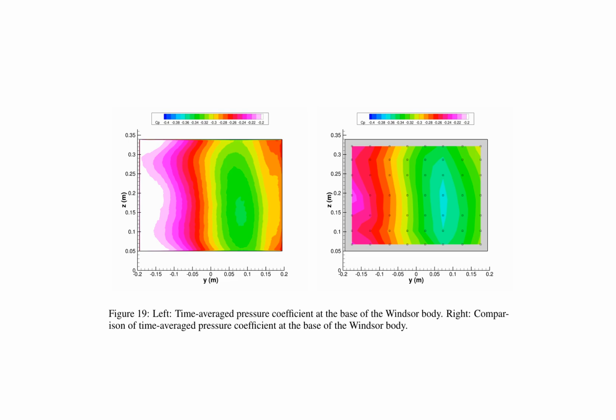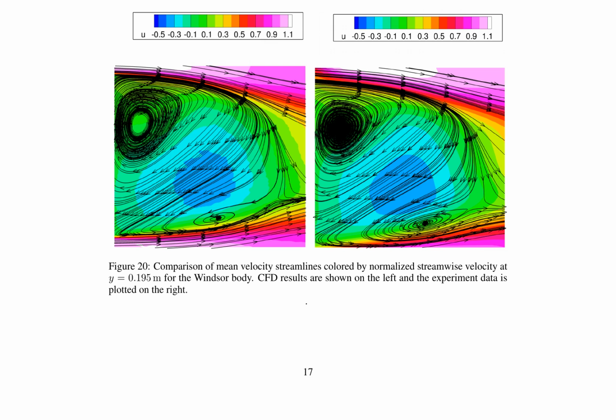Figure 20 provides a visual representation of mean velocity streamlines, colored by normalized streamwise velocity at y equals 0.195 meters for the Windsor body. The CFD results are displayed on the left, and the experimental data is plotted on the right, enabling a qualitative assessment of the flow patterns and velocity distributions obtained through CFD simulations and experimental measurements. Collectively, these figures demonstrate the efficacy of the CFD model in replicating the flow behavior around the Windsor body, thereby validating the numerical approach employed.